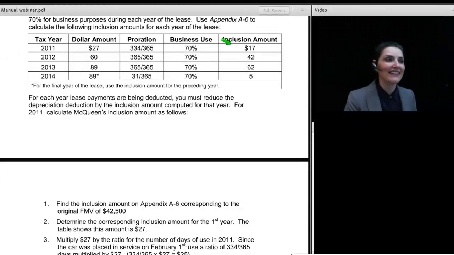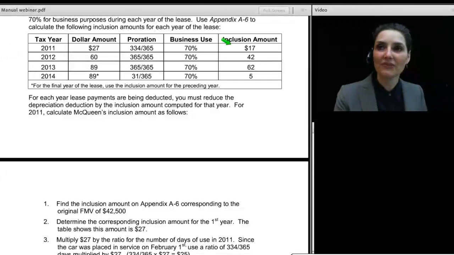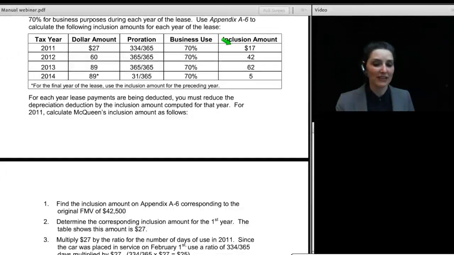Now, interestingly, the inclusion amount goes up over time. So when the car is newer, the inclusion amount is smaller. And as the car ages, the inclusion amount goes up. It's counterintuitive if you ask me, but I'm very simple, so I don't always understand where these things come from. We'll see.